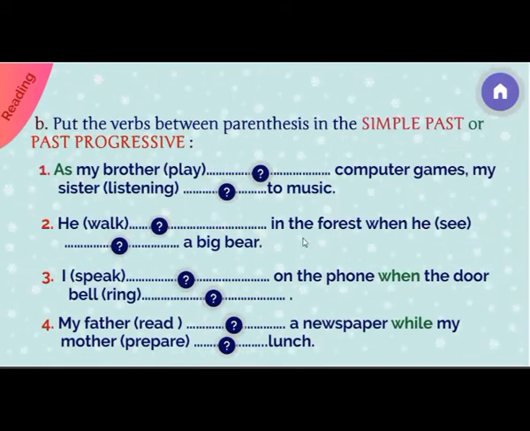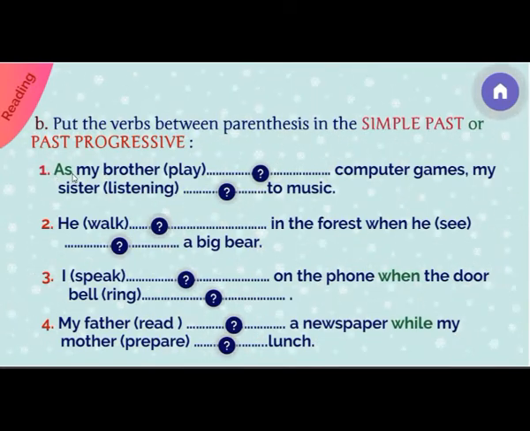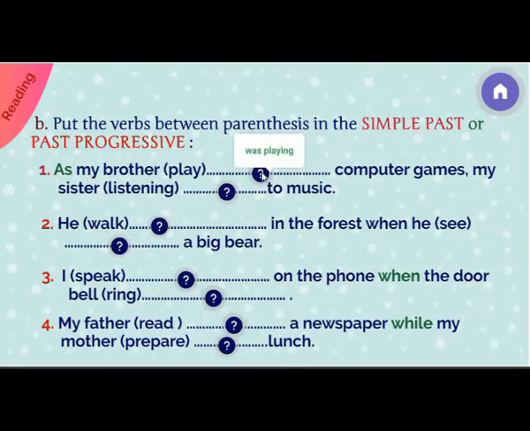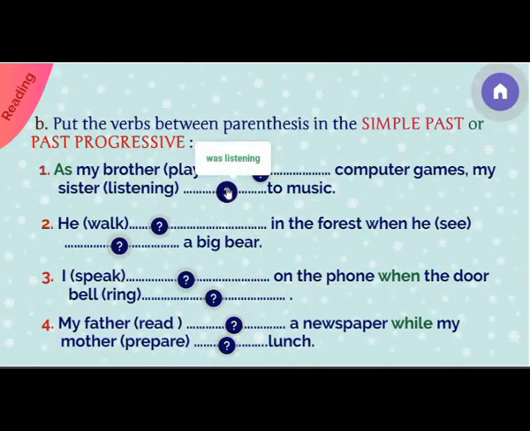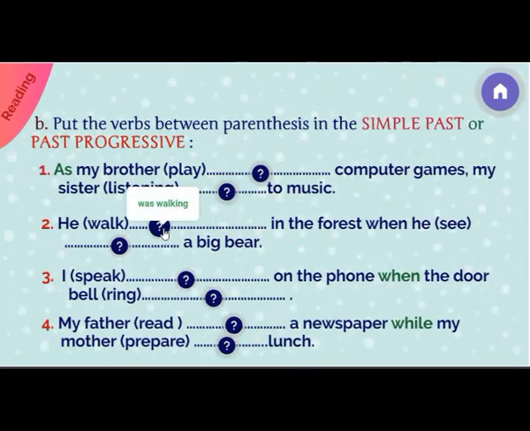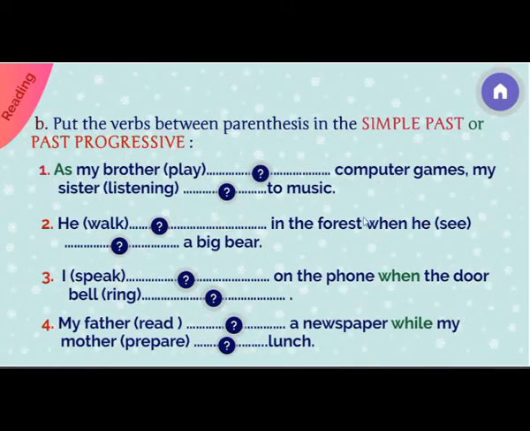Okay, now let's correct. Sentence 1, as my brother, we say as is like while. So we use while when we describe two parallel actions or two actions happening at the same time in the past, two long actions of course. So as my brother, good. As my brother was playing computer games, my sister was listening to music, good. Two long actions in the past. Sentence 2, he was walking in the forest. It's a long action interrupted by a short one because we have when here.